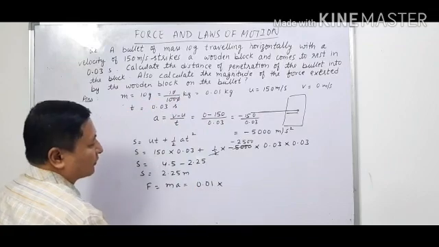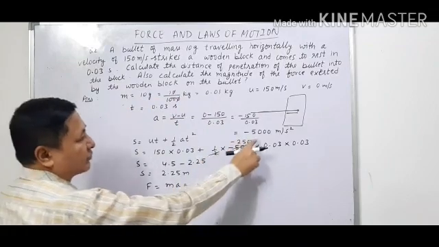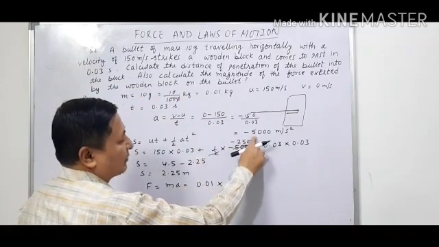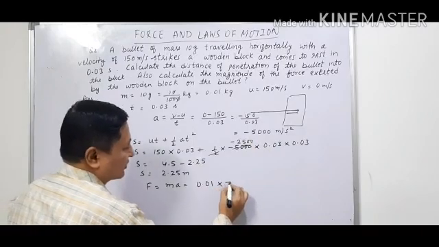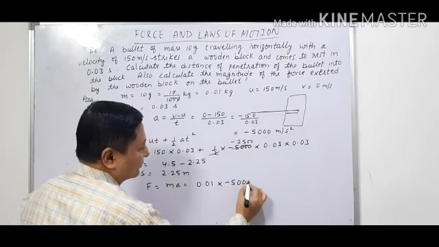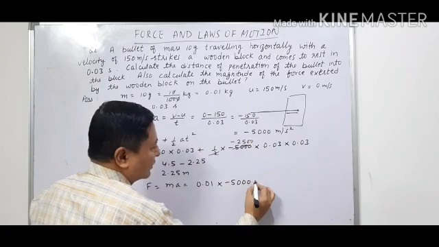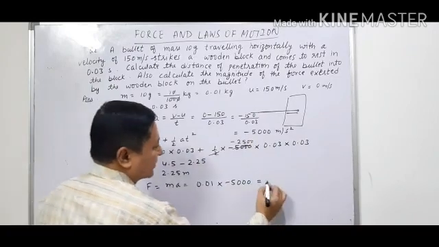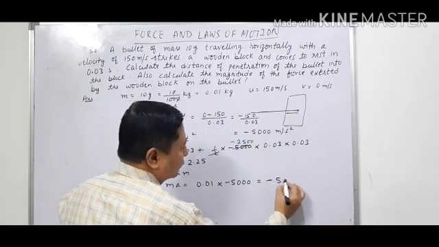0.01 into acceleration. Acceleration of the bullet is minus 5000 meter per second squared. So it is minus 5000. When we solve this, we'll get minus 50 Newton.